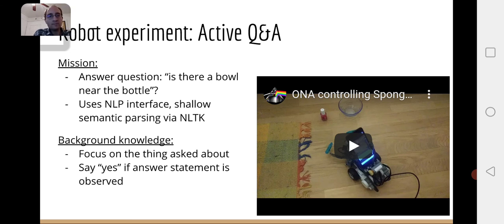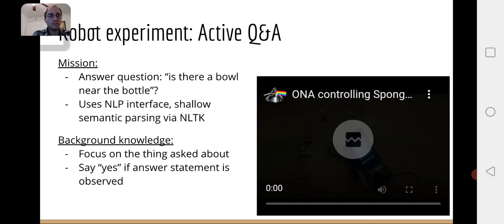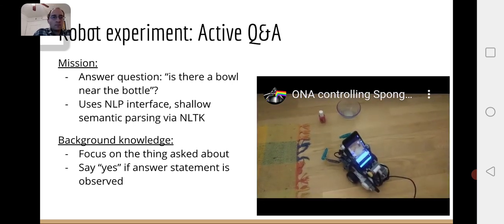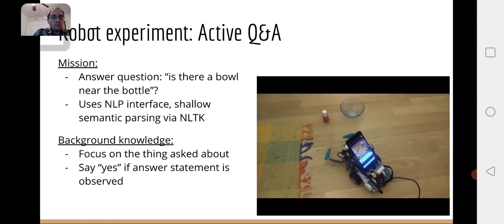I ask it if there's a board near to the bottle. And currently it doesn't see the board because it's currently centered at the bottle. But you will see it move in order to try to answer the question. Is there a board near the bottle?